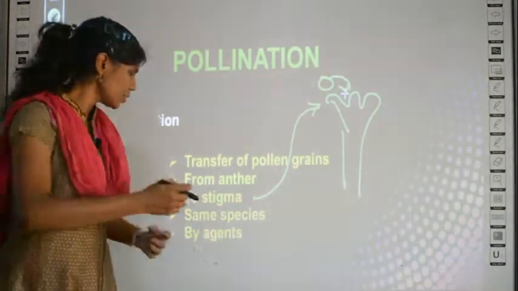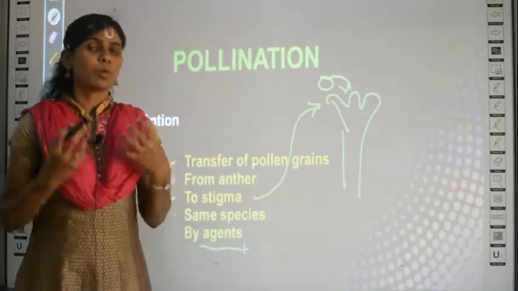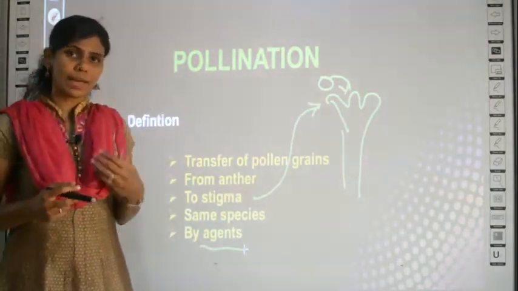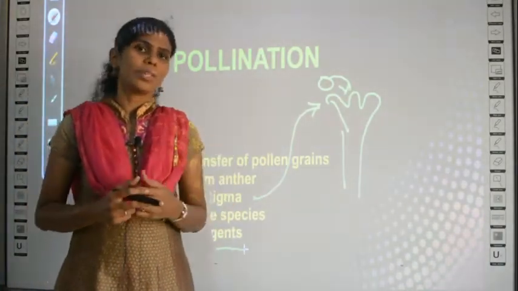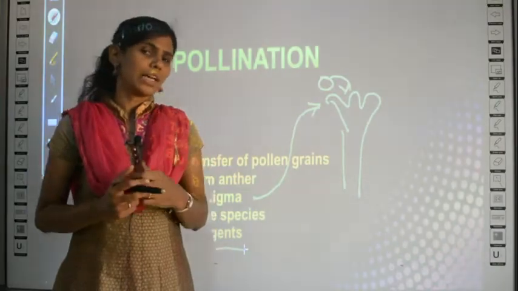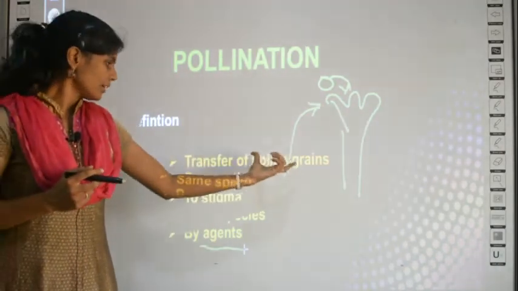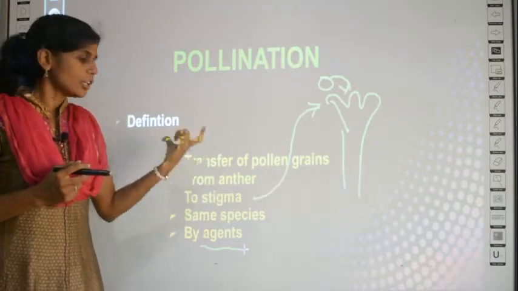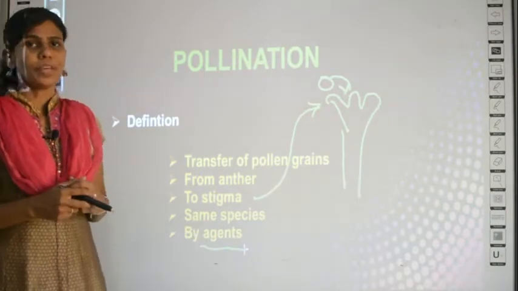What is this agent? About the agents we will be learning in the upcoming slides. Pollination is through some agent like either an insect or wind or water. About that we will be learning in the upcoming slides. For this, the definition is: pollination is the transfer of pollen grains from the anther to the stigma of the same species by some agents.